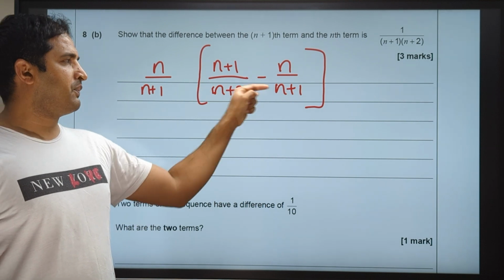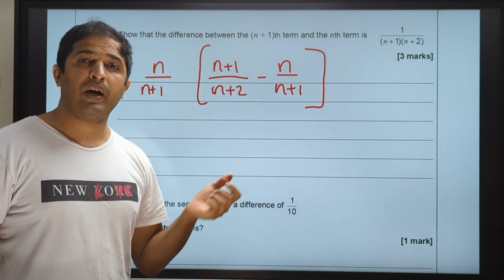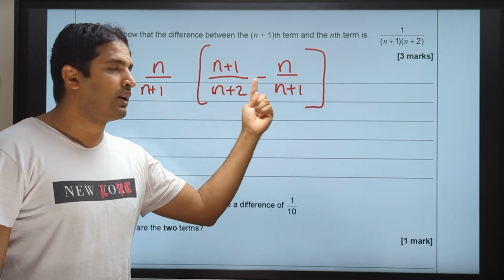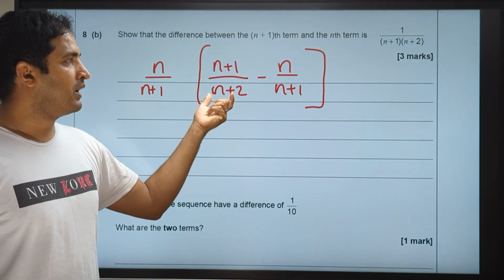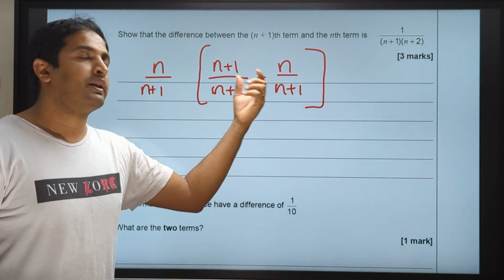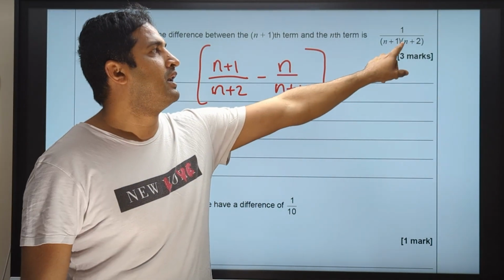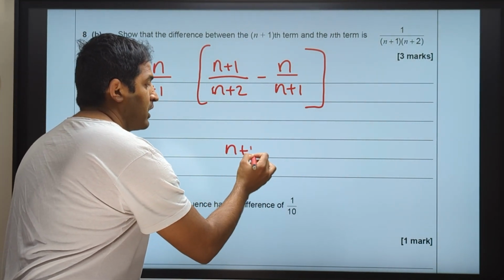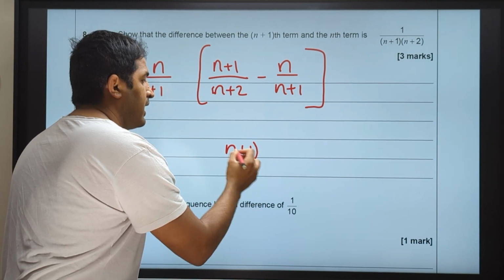To work out the difference between the two terms, again, we're just adding and subtracting fractions. The biggest thing you need to do when adding and subtracting fractions is find the lowest common multiple of the denominators. When you have unknowns there, if you multiply these together, that gives you the lowest common multiple, which is n plus 1 multiplied by n plus 2. So we multiply them together, n plus 1 multiplied by n plus 2.